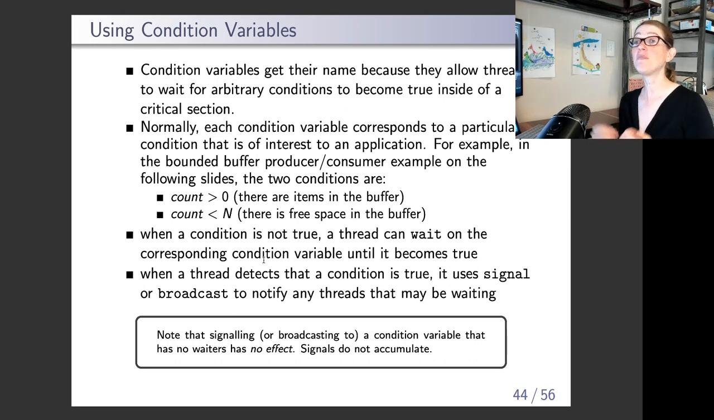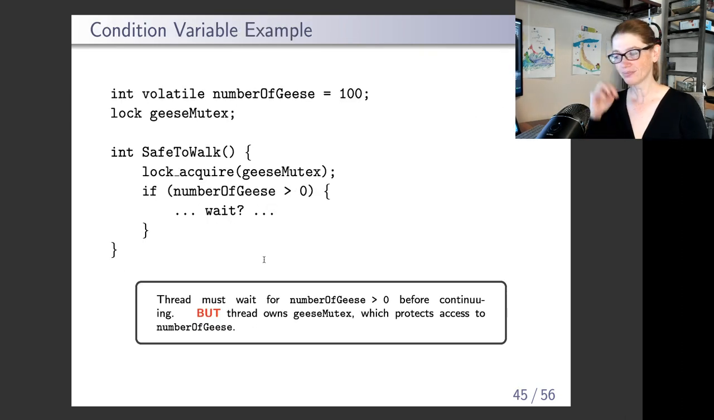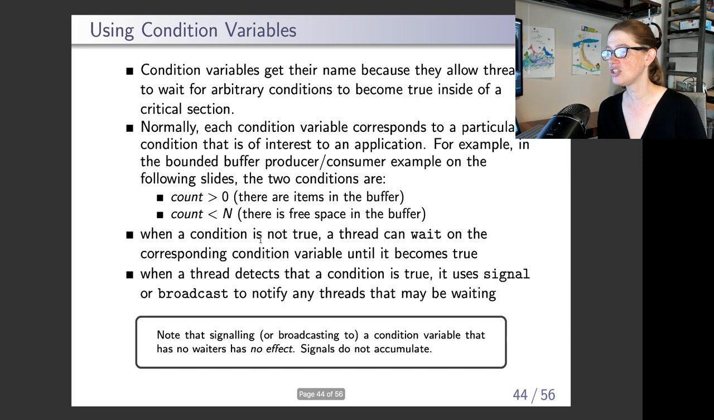It's just really a place to wait for the condition to be true. So there are two conditions. The producer's condition is it's waiting for the count, that is the number of spaces in the buffer, to be less than n. We're waiting for free space. And the consumer is waiting for the count of items in the buffer to be greater than zero. So we have two conditions. We're going to have one condition variable for each condition because those are different things. And we don't want threads waiting on different things to be in the same wait channel. That makes no sense.